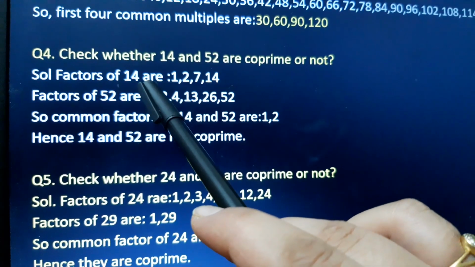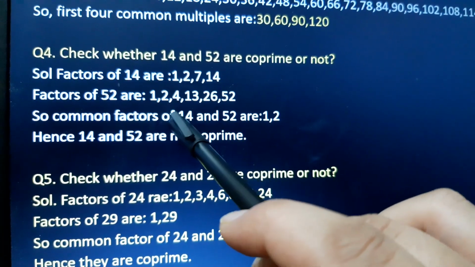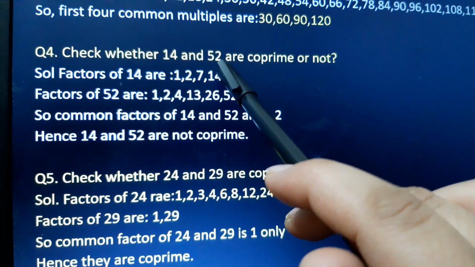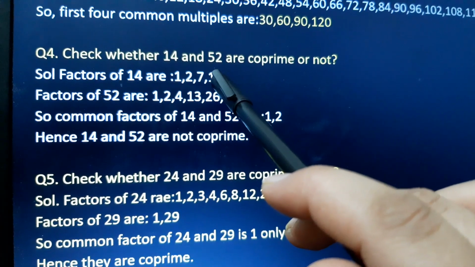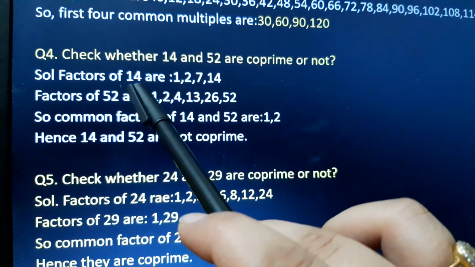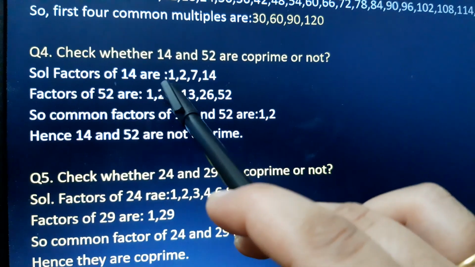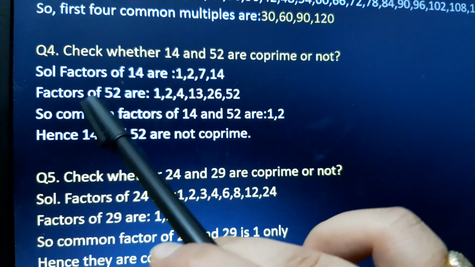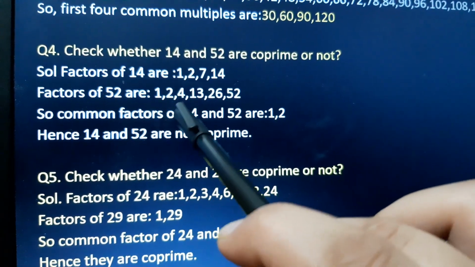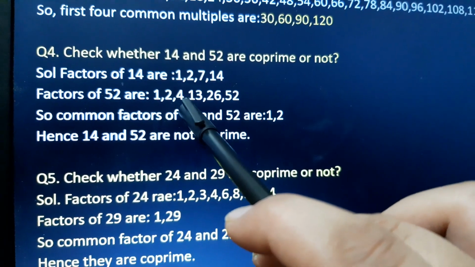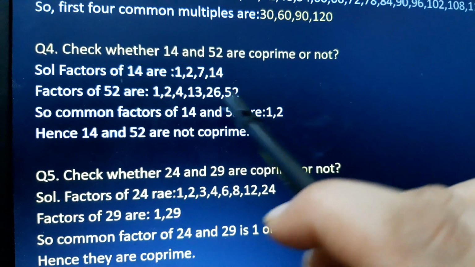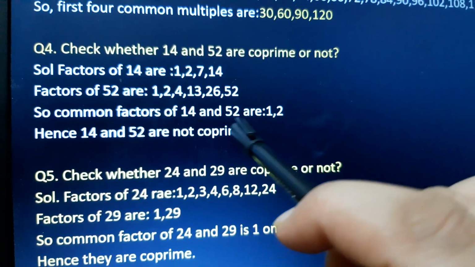Next question is, check whether 14 and 52 are co-prime or not. So firstly let us write the factors of 14 and then factors of 52. Then we will check, are we having more than one common factor or not. So let us write the factors of 14. These are 1, 2, 7 and 14. Similarly, factors of 52 are 1, 2, 4, 13, 26 and 52. Now let us find the common factors of 14 and 52.